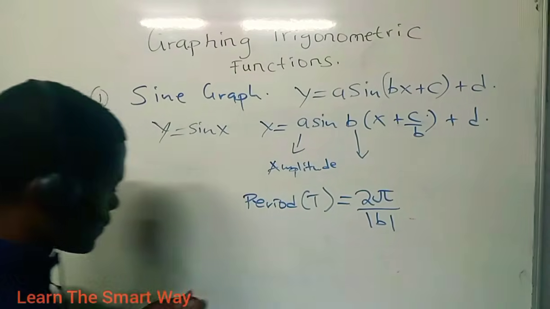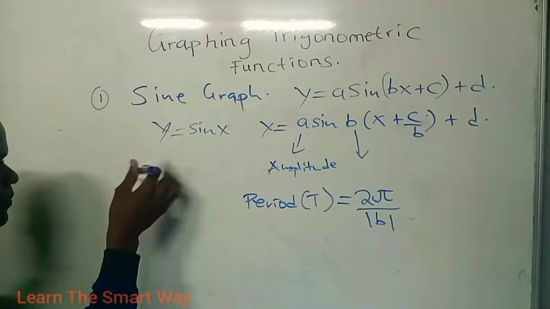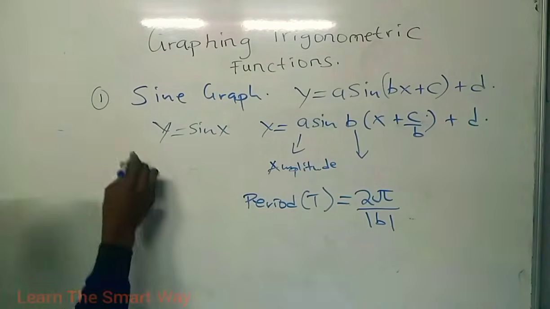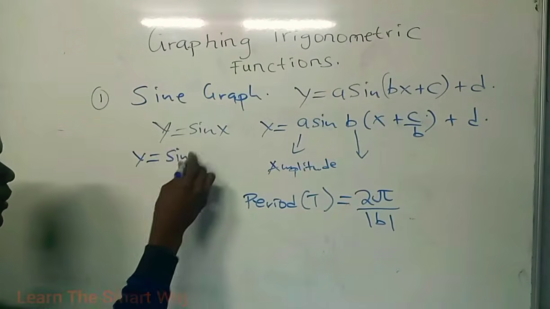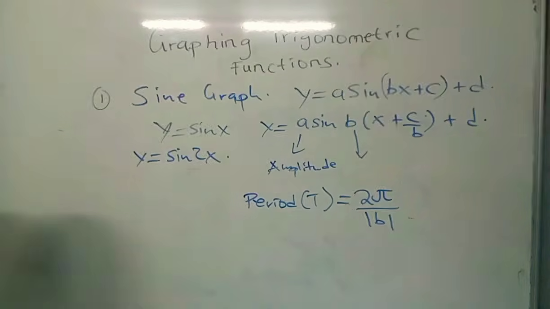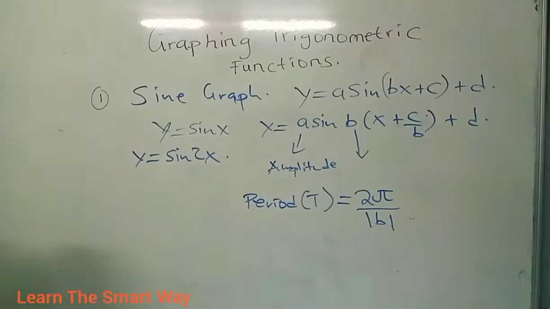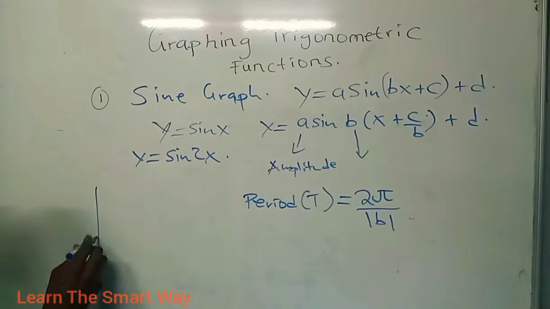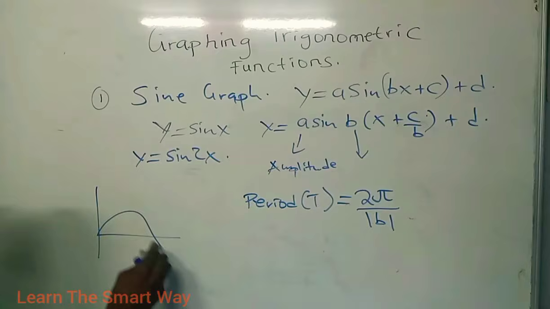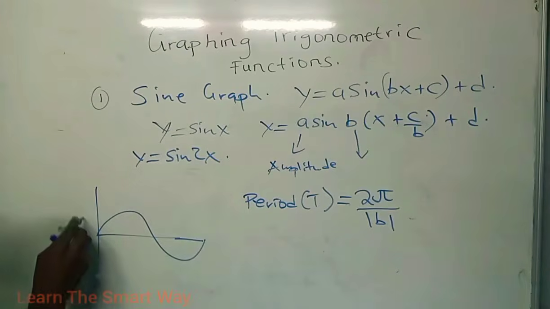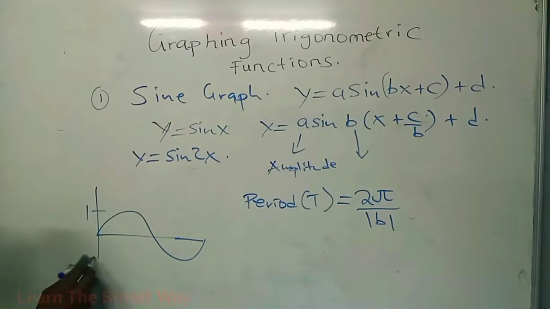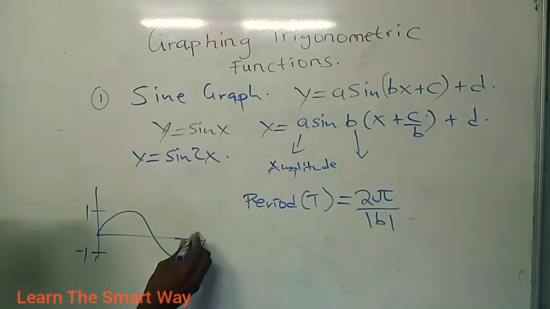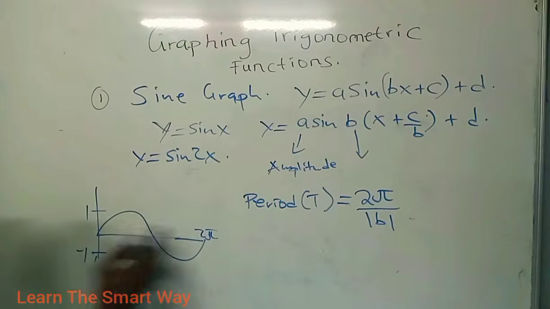Now, let's say we take y is equal to sine 2x. How differently can we sketch it? Remember, I've already shown you the way the basic one is moving. So that is your 1 as your amplitude, and this is your -1. And that is as far as 2 pi, because that's the period.